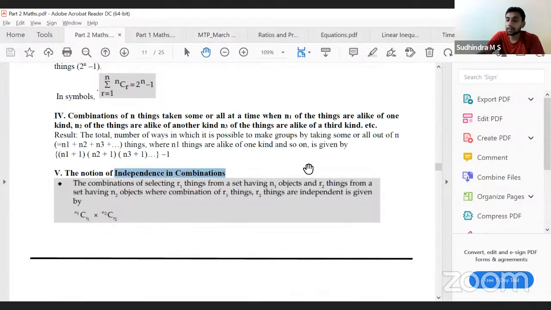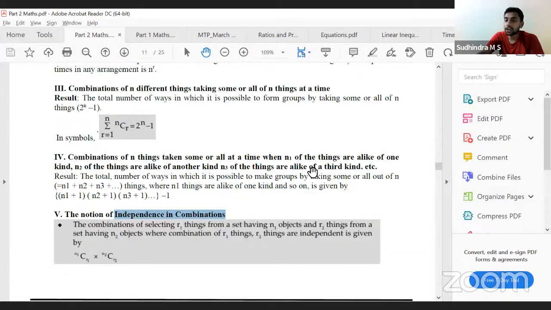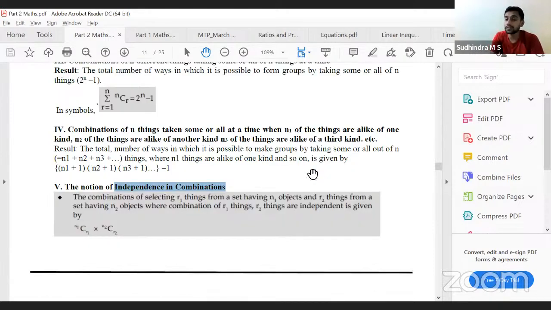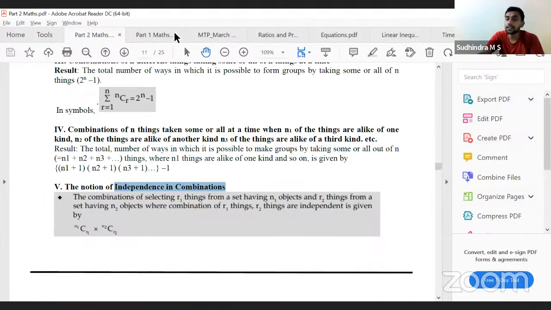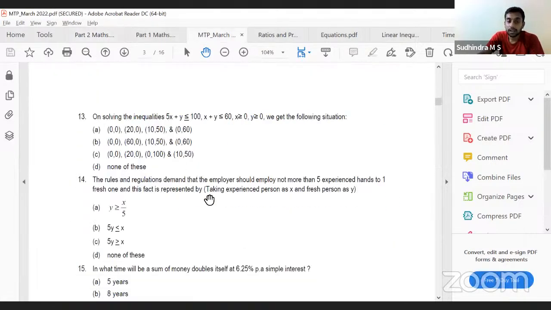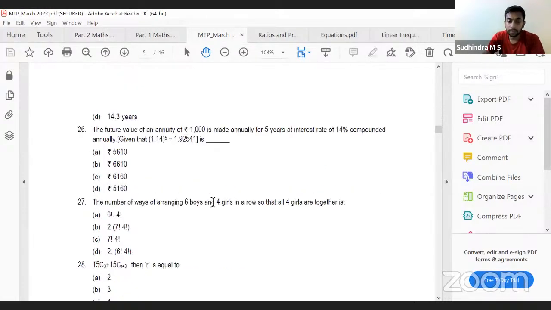That's all. So this is about permutation and combination. Focus on some of the properties that we have discussed here. Apart from that, it would be simple application like this. We look into some questions.